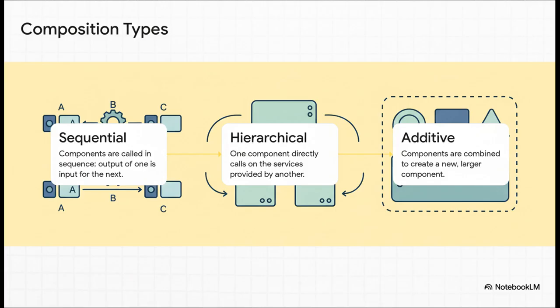Easy enough. The second is hierarchical. This is more like a manager-employee relationship. One component, the manager, directly calls on the services of another component, the employee, to get a job done. And the third is additive. This is where you take two or more components and sort of wrap them up together to create a brand new, bigger component that offers all of their features combined.